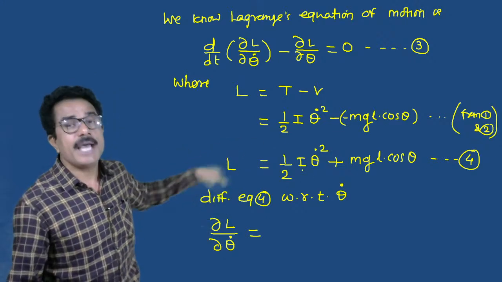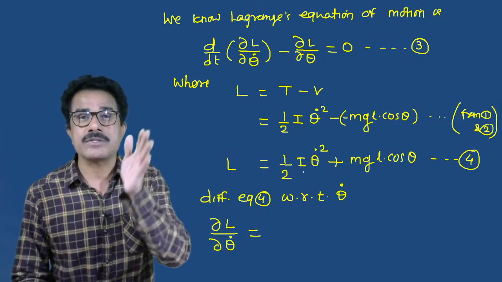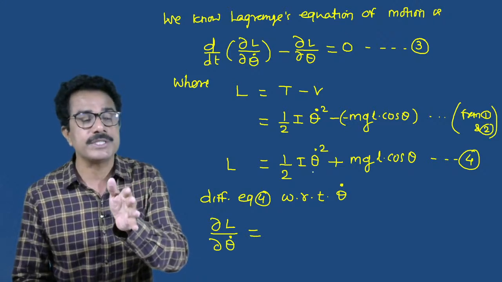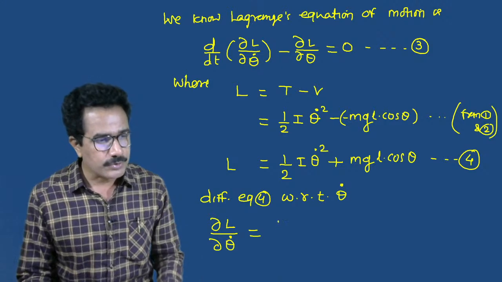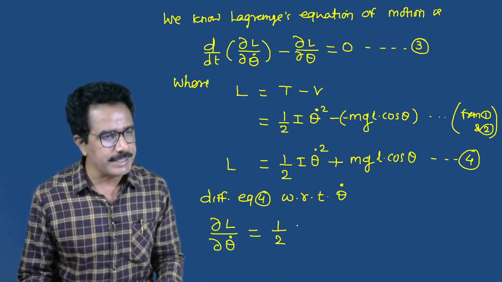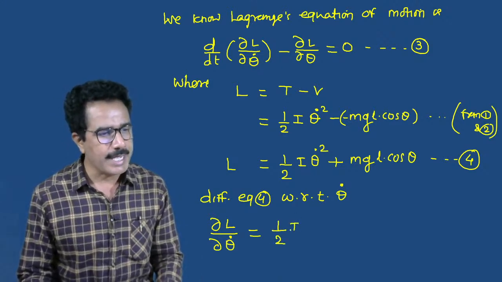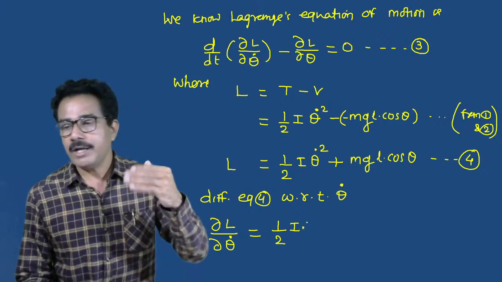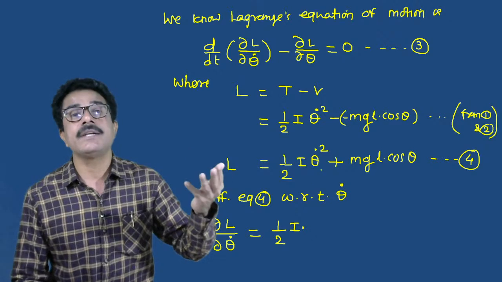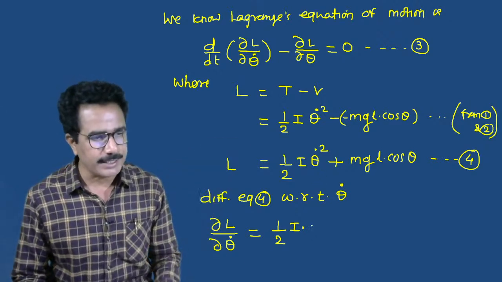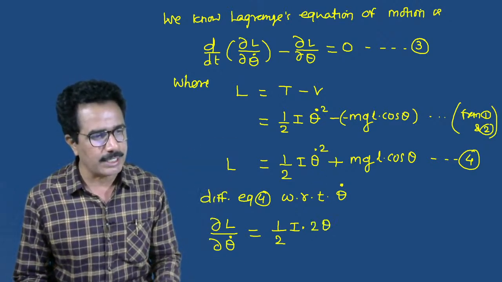Here I is the moment of inertia, which is also a constant coefficient, because it is in the product with theta dot. So 1 by 2 is as it is, I is as it is. Now you tell me, students, what is the formula for the derivative of theta dot square? That is 2 into theta dot.